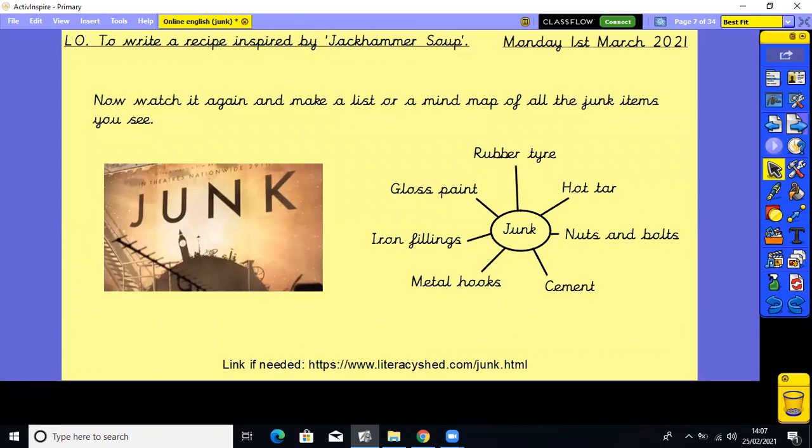So your first activity to help you with your recipe is that I want you to watch the video again and write either a list or a mind map of all the junk items you see. And by junk, I mean the sort of metal items like I've put here on my mind map. So I've got nuts and bolts, cement, metal hooks, iron fillings, gloss paint, rubber tyres and hot tar.